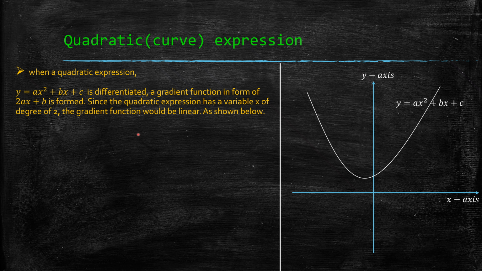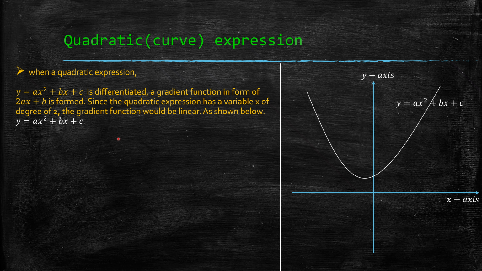Now, how do we correspond with this? When we differentiated the linear expression in our first slides, we discovered that we get a constant. But when we differentiate now, in this case, we are getting a linear function. That means that whenever we differentiate, we usually get a gradient function whose variable degree is less by 1. Now let us find out whether it is true.